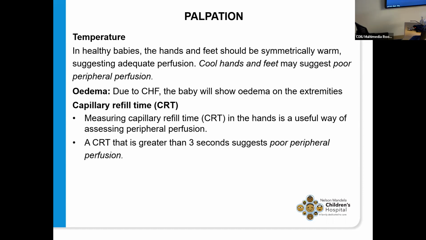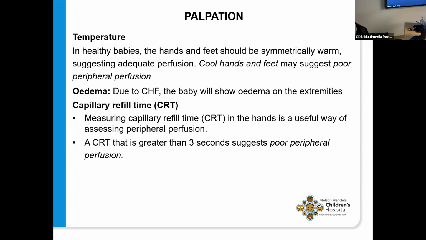And then temperature, we go now to palpation, sorry. So with palpation, we're gonna check the temperature of the baby. So when we touch the baby, in healthy babies, their hands and feet should be symmetrically warm, suggesting adequate perfusion. So with babies with AVSDs, we find that the hands and feet are cool or clammy, which suggests poor peripheral perfusion. And then also we'll check edema, so you palpate.